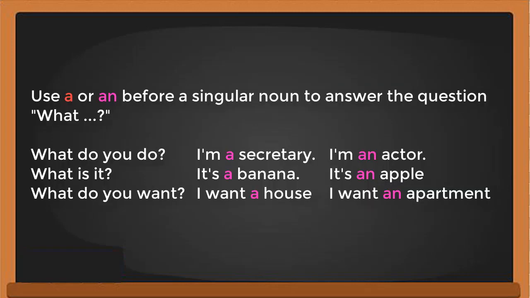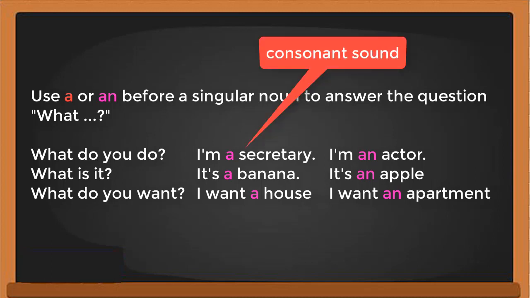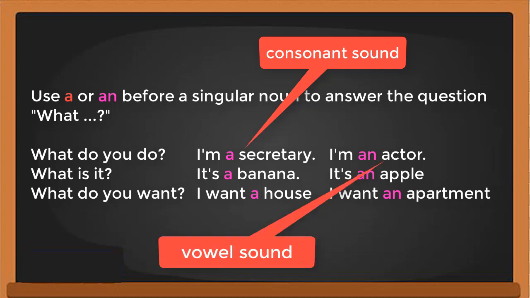Use a or an before a singular noun to answer the question what. For example, what do you do? This is asking about occupation, right? What do you do? You answer, I'm a secretary. Or, I'm an actor. You see here, secretary begins with a consonant sound, so you use a secretary. And actor begins with a vowel sound, so you use an. I'm an actor.